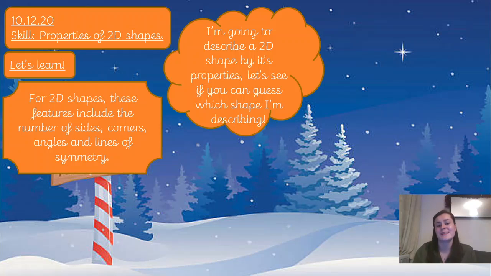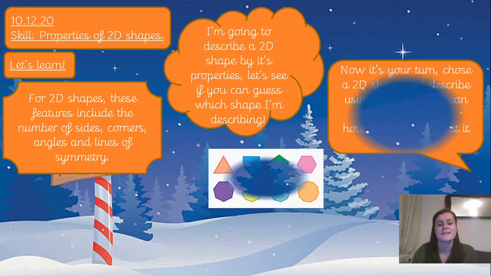Can you have a think? So it's not just 1 side, it's 1 curved side. That might help you. It's got 0 corners and 0 angles. What shape do you think it's going to be? A circle. Well done if you got that.